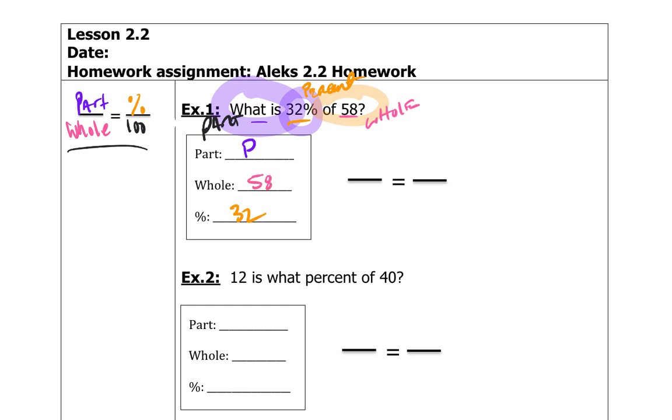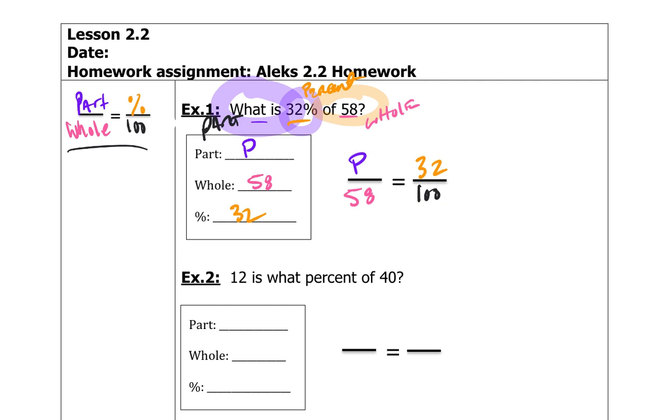And we look again and we know what we're doing. We're going to put the part. We don't know the part. We're trying to find that. We know that the whole is 58, so we put that down here. We always have a 100 on the bottom here. And we know that our percent is 32. Let's just do something wild and crazy. We're going to solve for P.